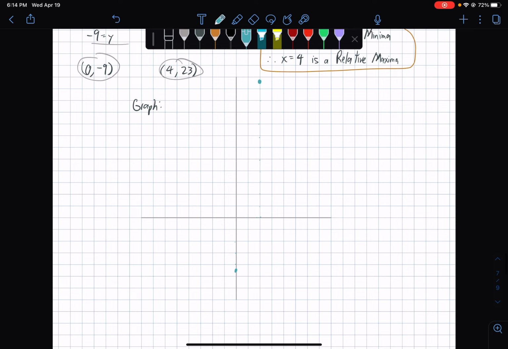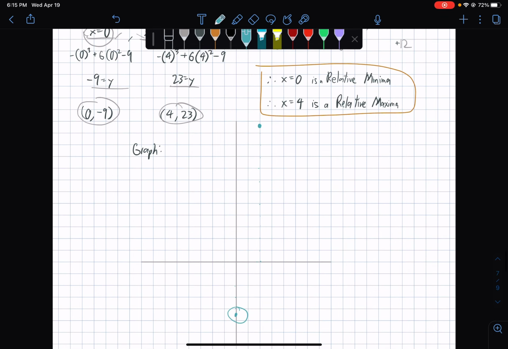Okay, so this is the relative minima. As you can see, these three are associated, what I've encircled in blue. And these are associated with each other. It's the relative maxima. So let's graph them. It should look something like this.